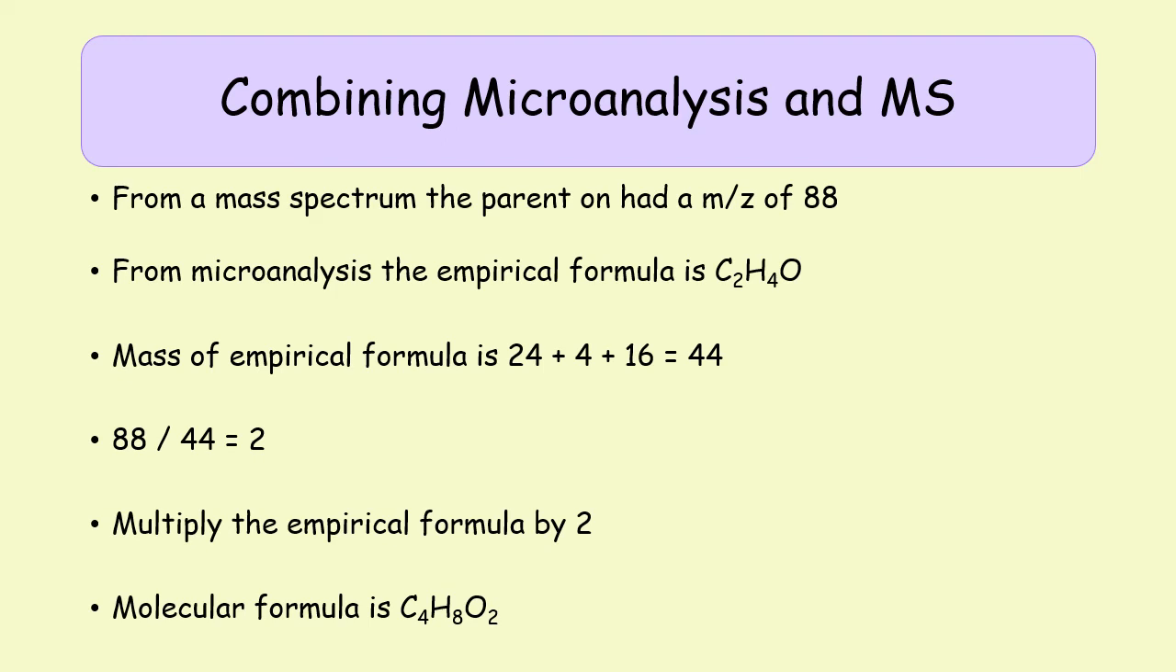Had we just got the mass spec, we would know the GFM, but we wouldn't be able to break that down into how many carbons, how many hydrogens, how many oxygens, etc. But by combining the 2 techniques together, we now have our final molecular formula, and that's going to be really useful at overall working out what compound we formed. So that has been our video on mass spectrometry.